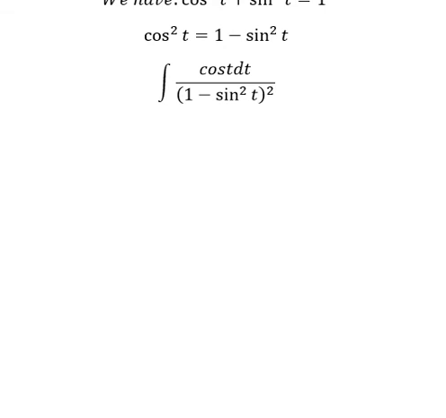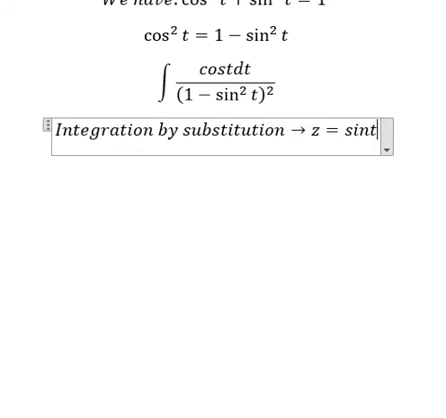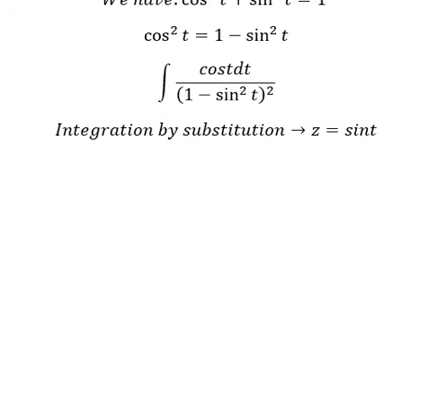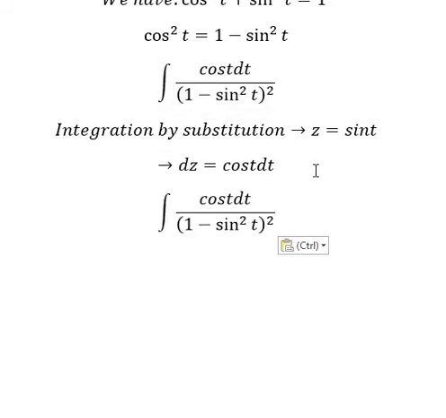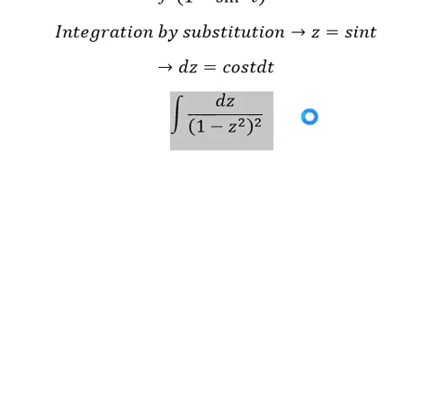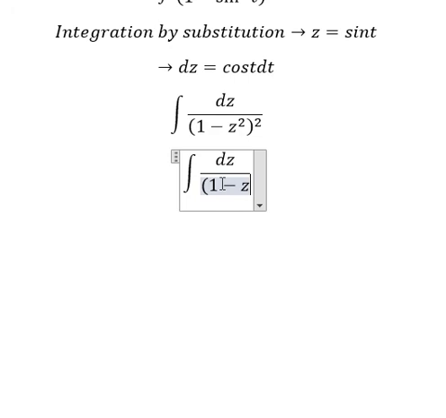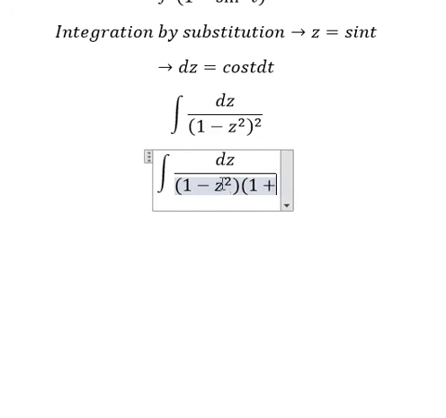Now we can use integration by substitution. So we will use z equal to sine t, dz equals to cosine t dt. This one we change for z square. This one we change to dz. Next, on denominator we can put 1 minus z square multiplied with 1 plus z square.